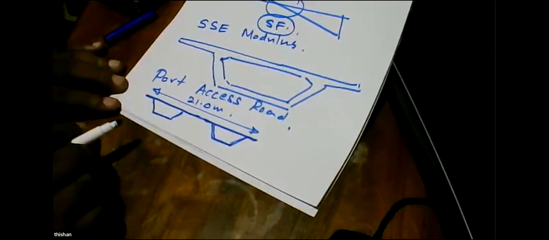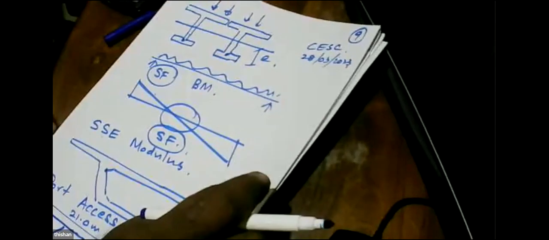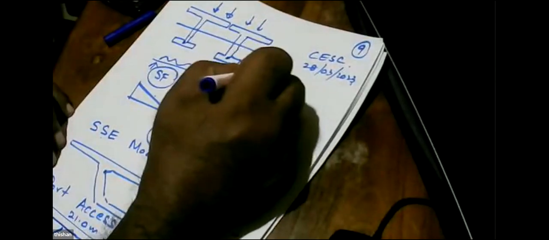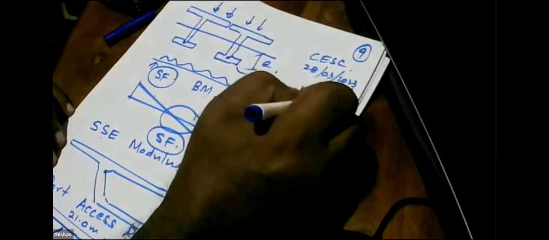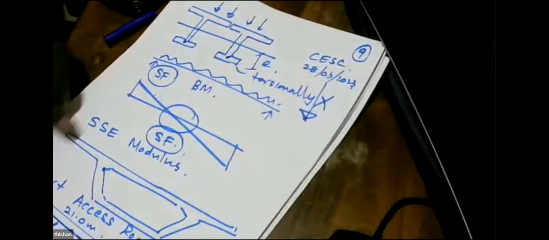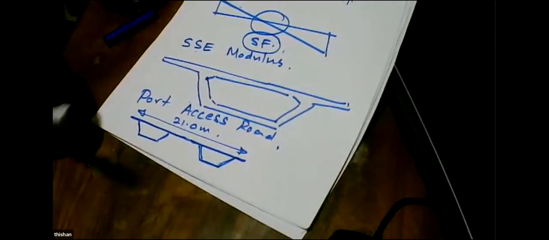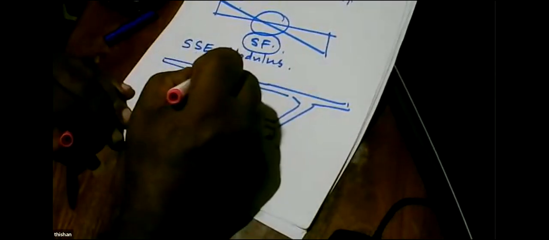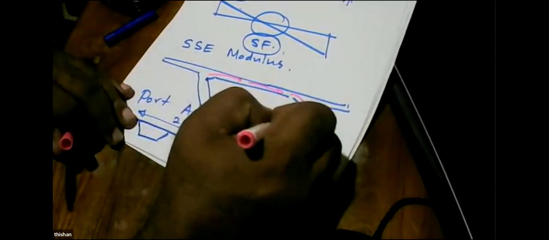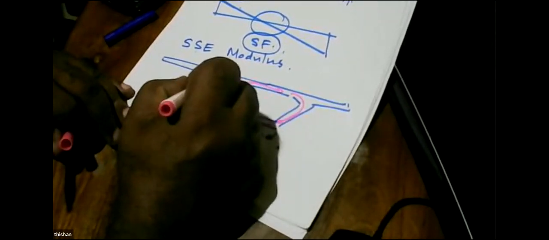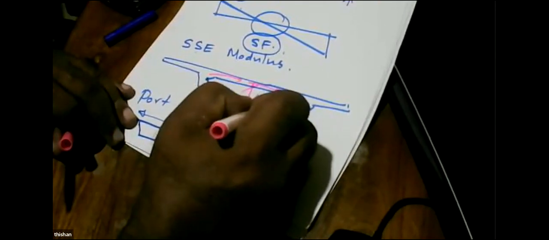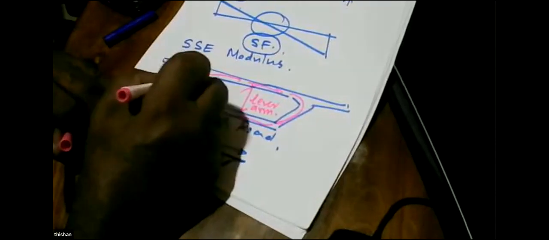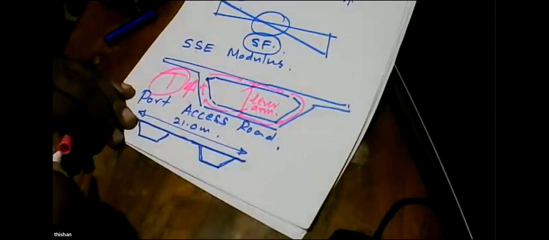The advantage of this type of section versus this one is that these are torsionally not strong. Torsionally, they are not good. But these ones are torsionally super because the torsional stresses will flow on a closed path like this, and there's a significant lever arm. So the torsional moment carrying capacity of these sections is very high.